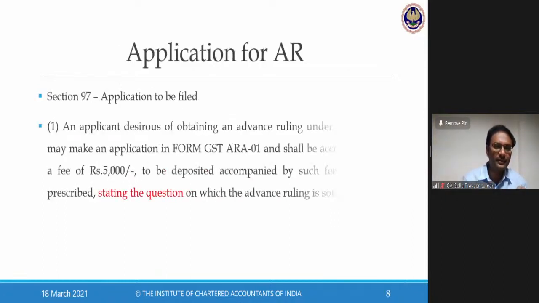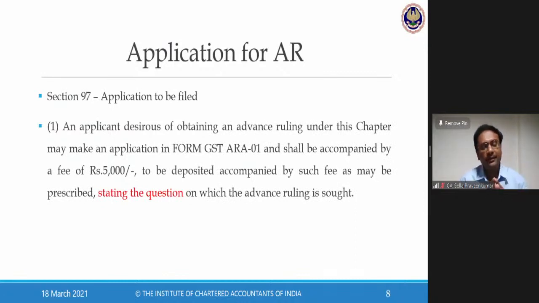Now, application to be filed. As I said, it is a very, very simple process for you when you commence your business. I would recommend you use this as a forum or platform before you give any expert opinion to your clients. If you feel the law is very clear, go and give an opinion to the client. When there is an element of ambiguity, you can think of this particular route called advance ruling.